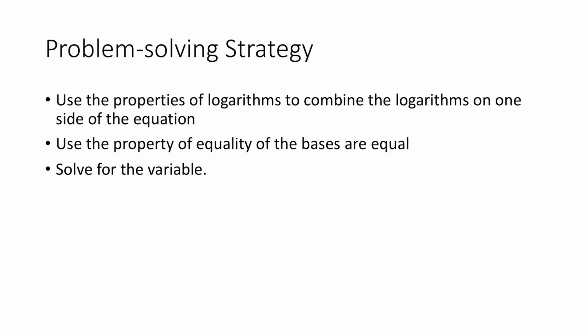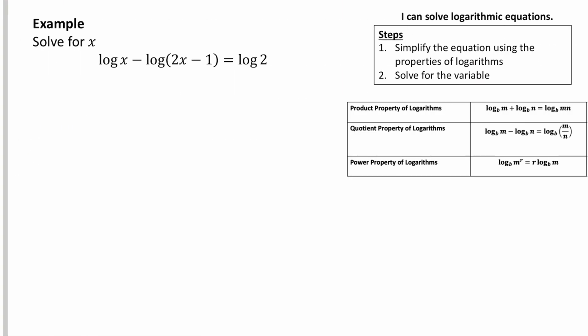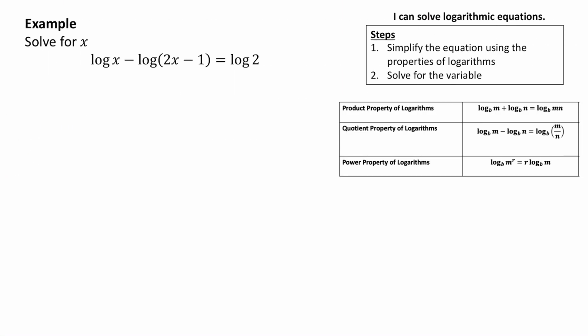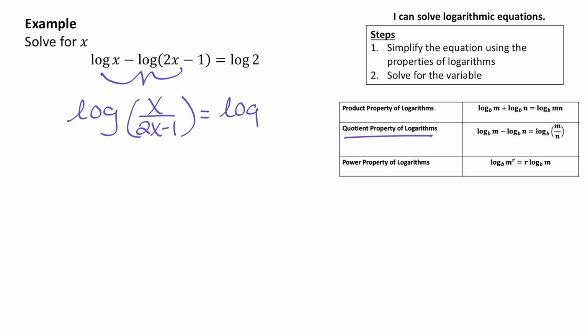So we're going to use this problem-solving strategy. We're going to start off by using the properties of logarithms to combine the logarithms on one side of the equation. Then we can use the property of equality as long as the bases are equal, and we can solve for a variable. So if we're starting off with the log of x minus the log of 2x minus 1 equals the log of 2, notice I can combine the terms on the left side using the quotient property. So I'll have the log of x over 2x minus 1 equals the log of 2.